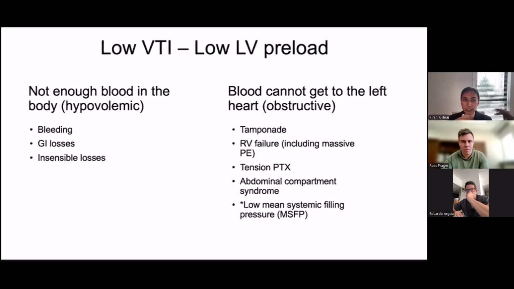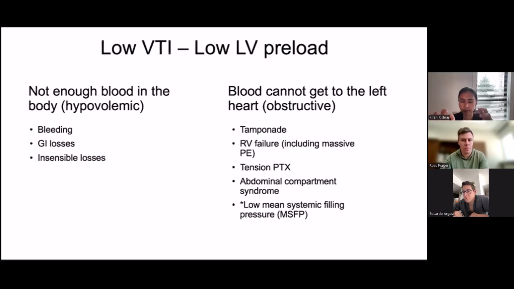And so on the left side, in hypovolemic shock, you just don't have enough blood in the body in general. So therefore, you're not going to get enough blood to the LV. This can be due to bleeding, GI losses, insensible losses, whatnot. On the other hand, in obstructive shock, classically, you have enough blood in the body, but that blood is being blocked somewhere and it just can't return to the left heart. Whether that's because there's tamponade, you have diastolic insufficiency and blood can't get back to the heart, or you have RV failure where the RV just can't pump that blood to the left heart. Tension pneumothorax, abdominal compartment syndrome, et cetera.